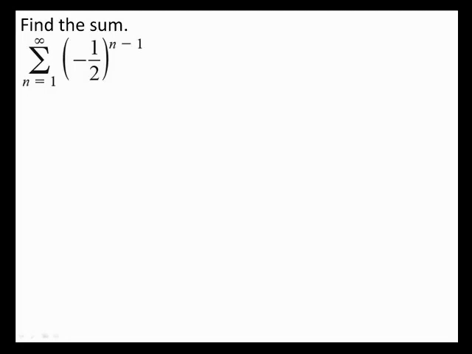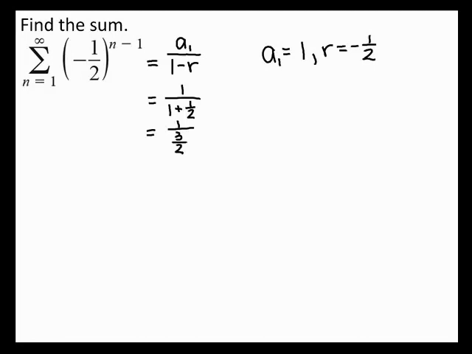Find the sum. The sum from n equals 1 to infinity of negative 1/2 to the n minus 1. Use the formula for infinite geometric sums. You find that a sub 1 is equal to 1 and r is equal to negative 1/2. Substitute 1 in for a sub 1 and negative 1/2 in for r. Simplify 1 plus 1/2. Simplify 1 divided by 3/2. You find the sum is 2/3.